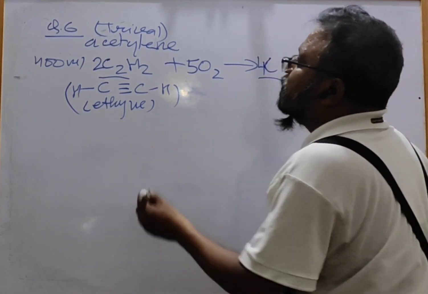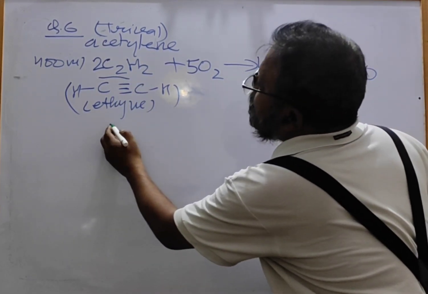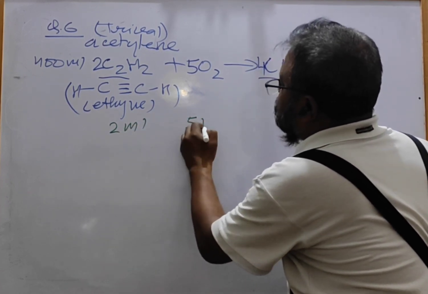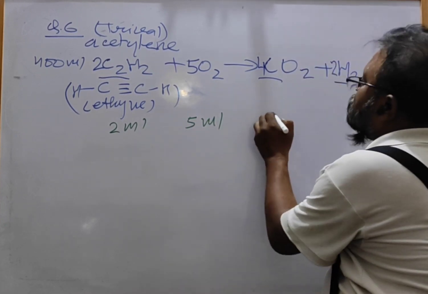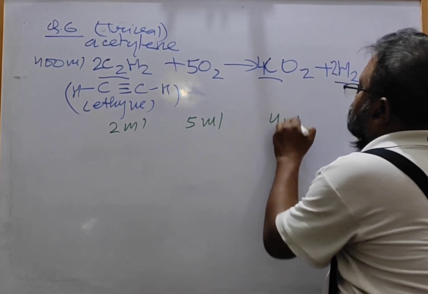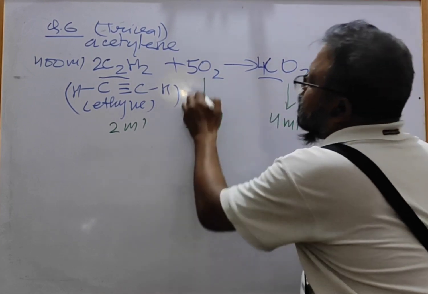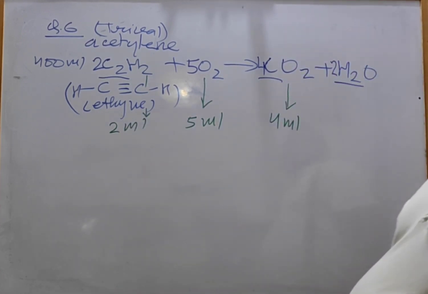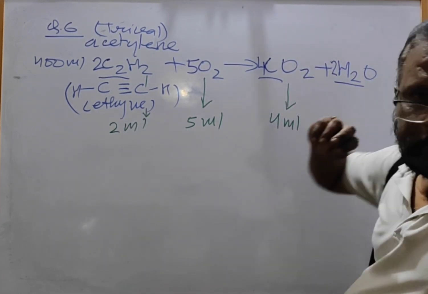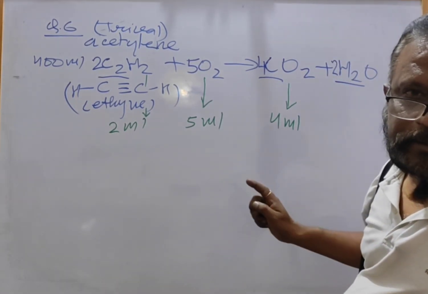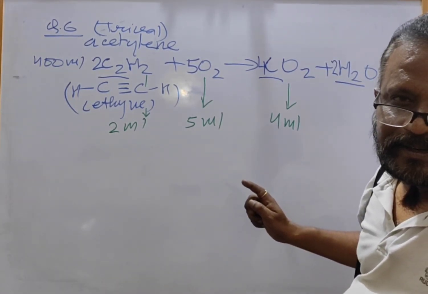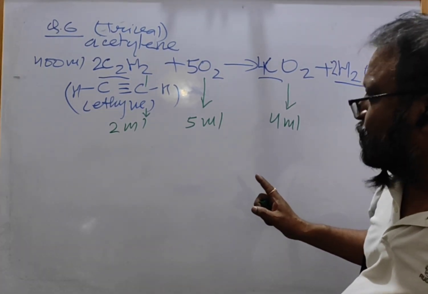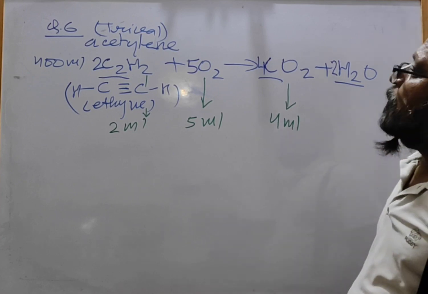It means 2 ml of acetylene combines with 5 ml of oxygen and gives you 4 ml of carbon dioxide, right? Did you understand? And my equation is balanced. Akhand, is it balanced? Okay, good.